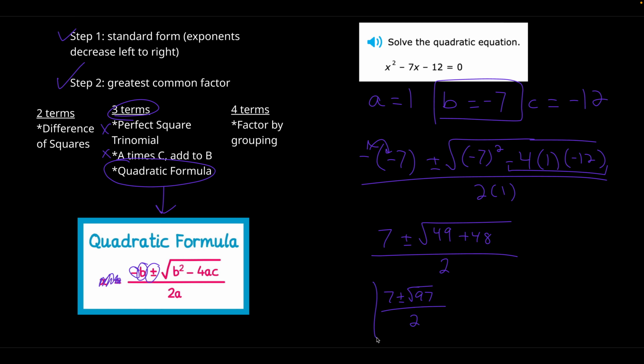So this is actually our final answer. This plus minus symbol just means there are 2 answers. The first answer says 7 plus square root of 97 divided by 2. The second answer says the same thing but with a minus symbol. It's 2 answers written as one answer. This plus minus symbol just makes it easier for us to write our answers.